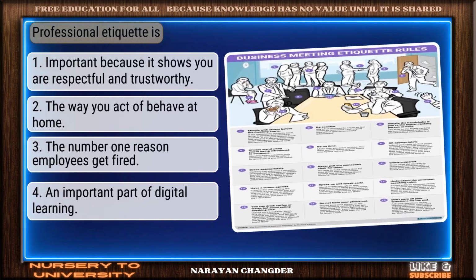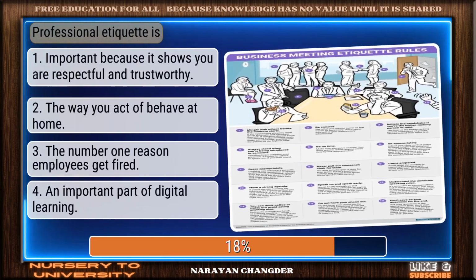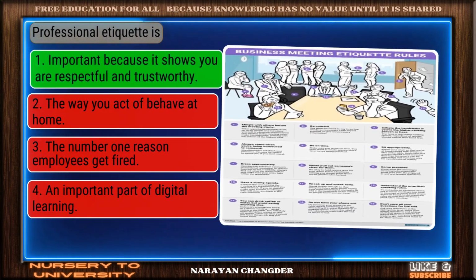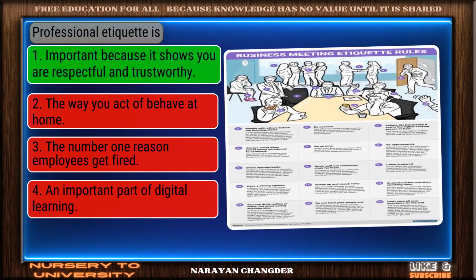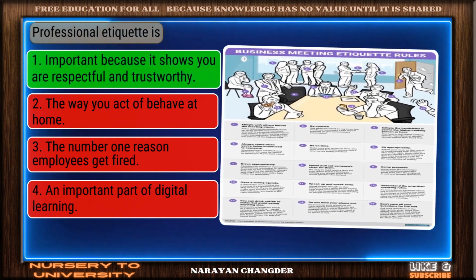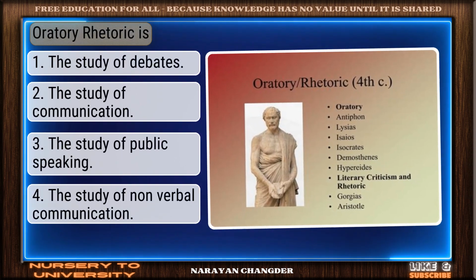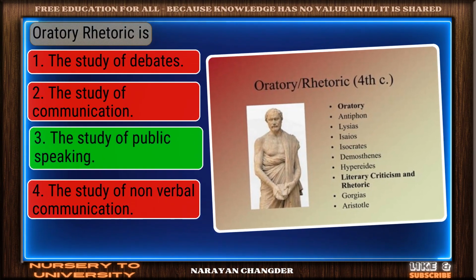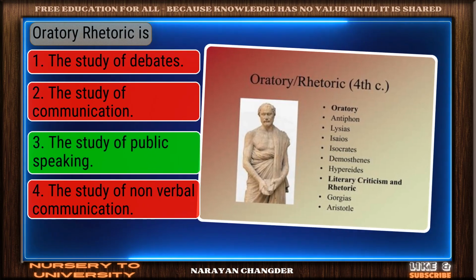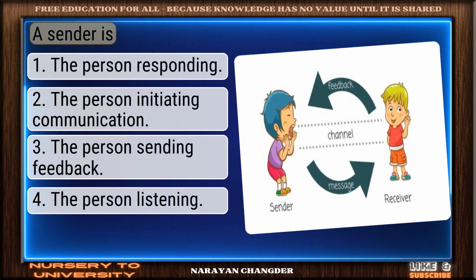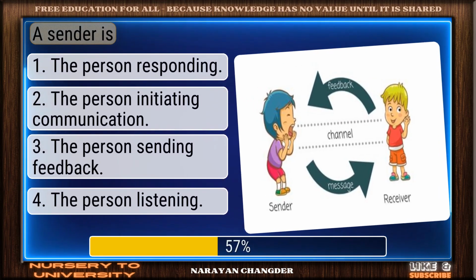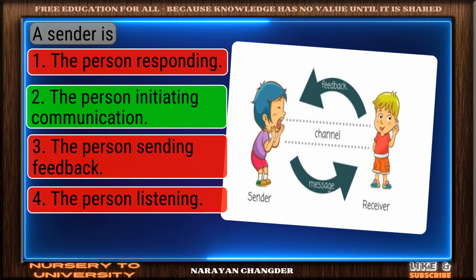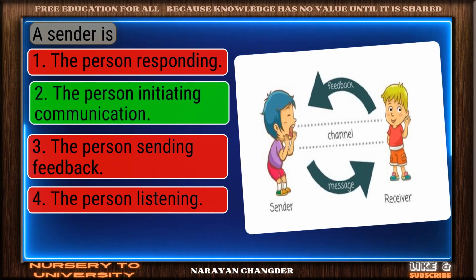Question number 78. Professional etiquette is: Nice selection. Important because it shows you are respectful and trustworthy is the correct and valid answer. Question number 79. Oratory rhetoric is: Smart pick. The study of public speaking is the correct choice. Question number 80. A sender is: Well picked. The person initiating communication is the correct answer.